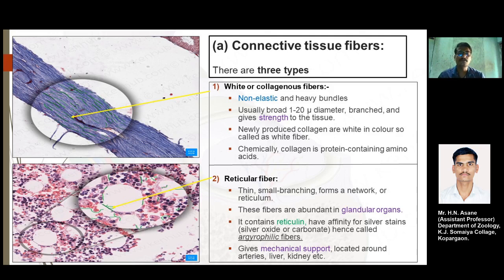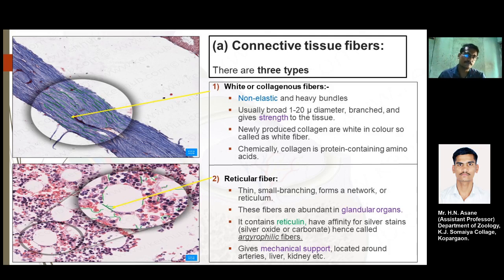Usually, these white collagenous fibers are about 1 to 20 micrometers in diameter. These are branched and give strength to the tissues in which they are present. Newly produced collagen is white in color, so the name white collagenous fiber. Chemically, this collagen is nothing but a protein made up of various amino acids.